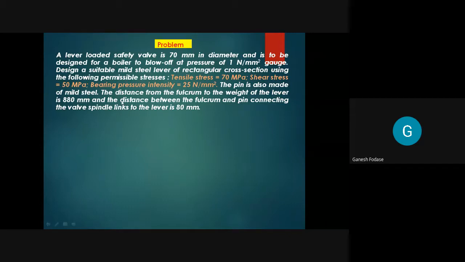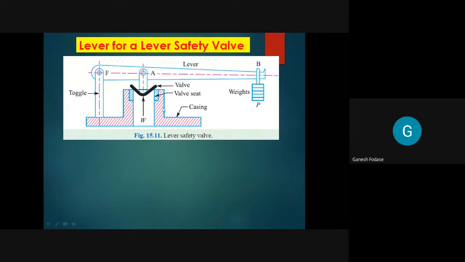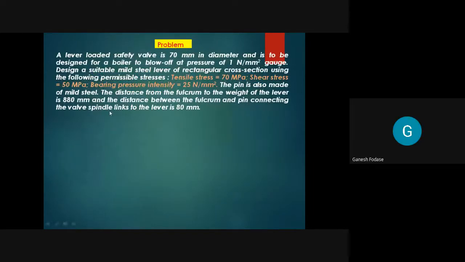Now, we already know the diagram. The distance from the fulcrum to the weight of the lever is 880 mm. So can anyone tell me which distance this is? Let's say this one is your diagram. Which one is that distance? FB. Yes, FB is given. Right. And the intermediate point was A. Remember that. The distance between the fulcrum and the pin connecting the valve spindle's link to the lever is 80 mm. Which one is 80?